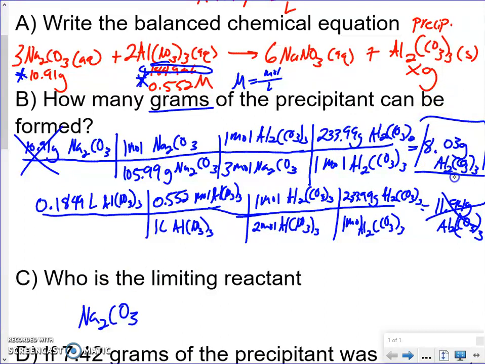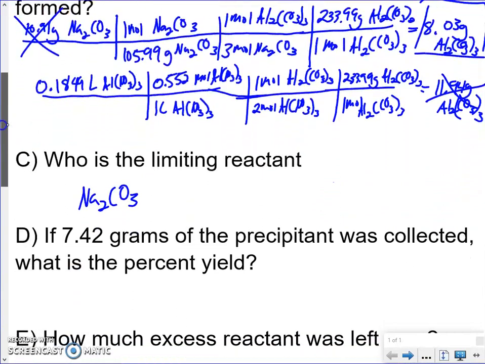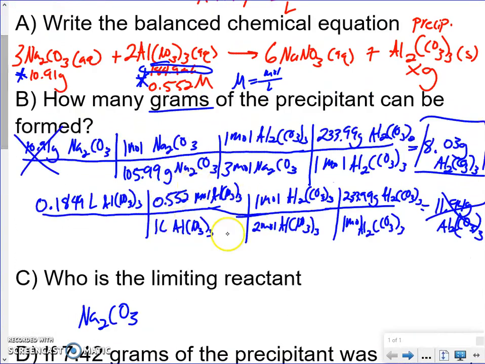Some of you like to tell me, well, 8.03 grams of aluminum carbonate is my limiting reactant. Aluminum carbonate is not a reactant, so it cannot be the limiting reactant. The limiting reactant is the species that makes the smallest value of product, so sodium carbonate. Okay, let's keep going. Let's get off that tirade for a second.